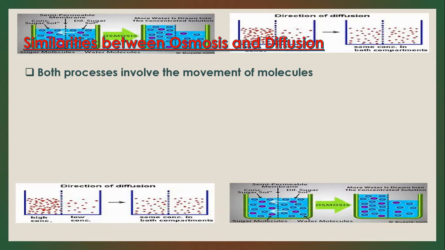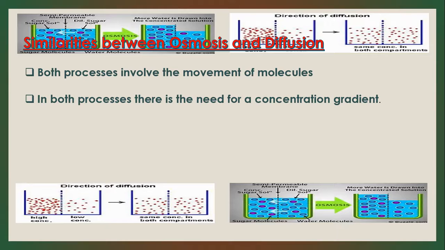Yes, there's a movement of molecules. In osmosis, there's movement of water molecules, and in diffusion, there's movement of solid molecules. So in all, there's movement of molecules. Two, in both processes, there is the need for concentration gradients. Remember, we looked at factors that affect the rate of osmosis and that of diffusion. In both cases, we identify the term concentration gradient.